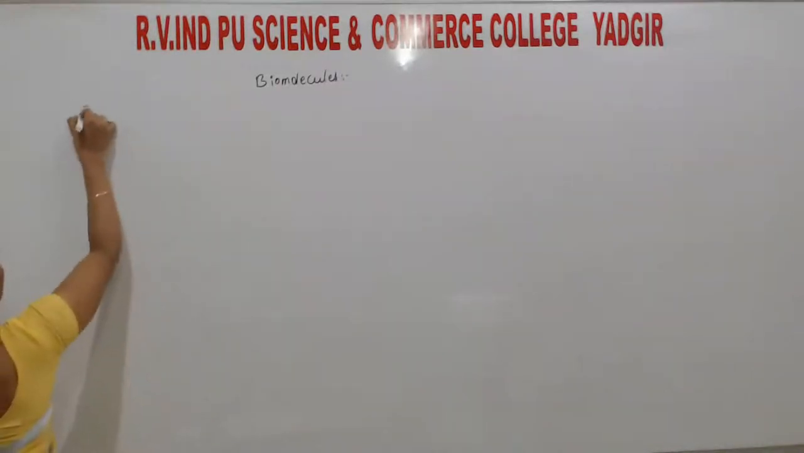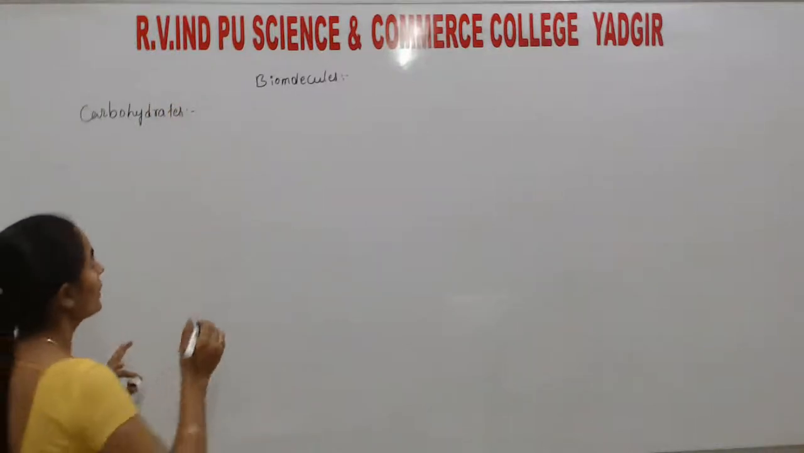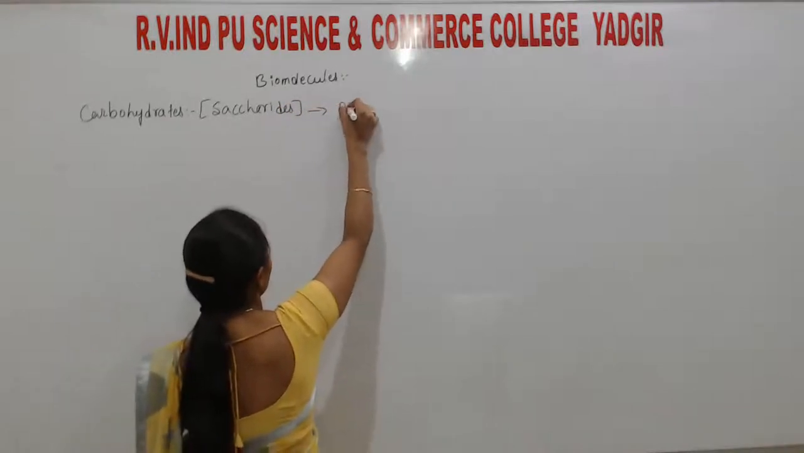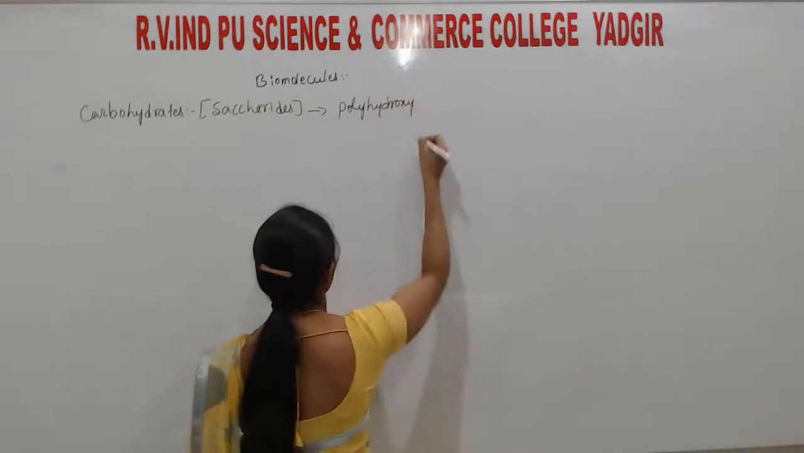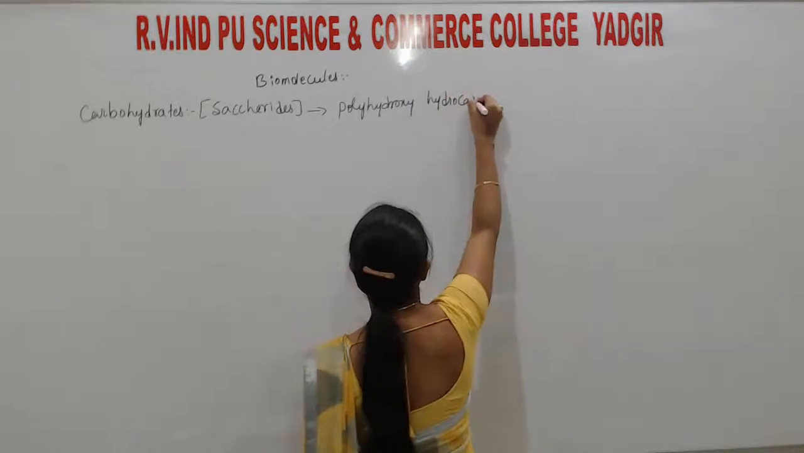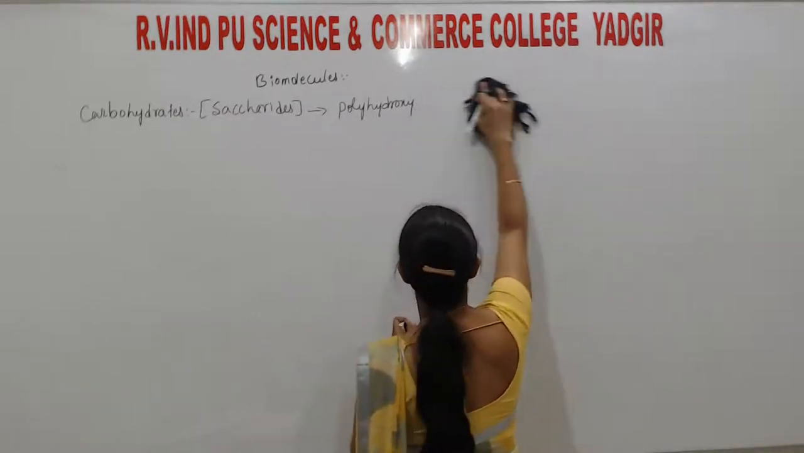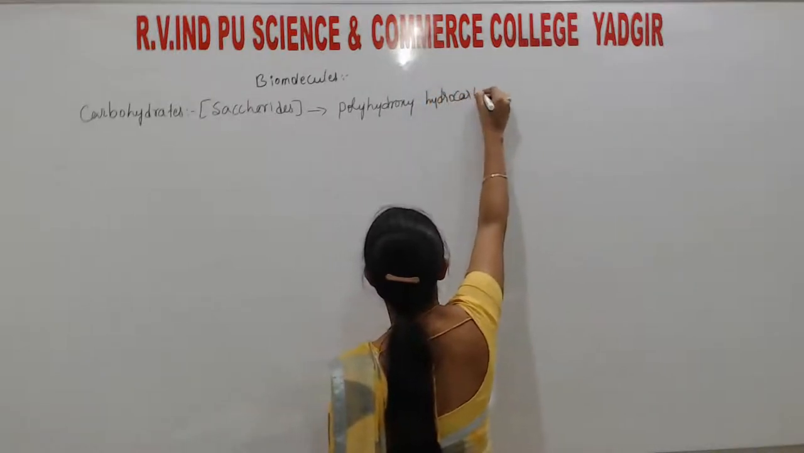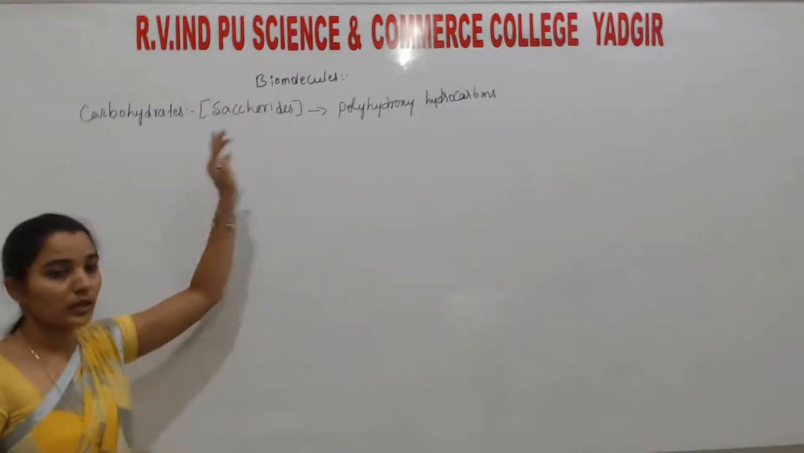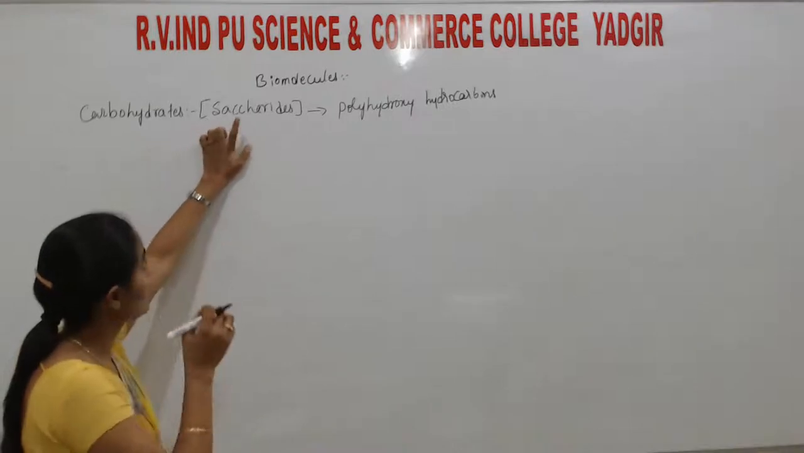Okay, so listen, the first one is carbohydrates. Carbohydrates are also called saccharides. What are they? Polyhydroxy hydrocarbons are called carbohydrates, meaning so many OH groups are there. Hydroxy means OH group. So the polyhydroxy hydrocarbons are called carbohydrates. They are also called saccharides.